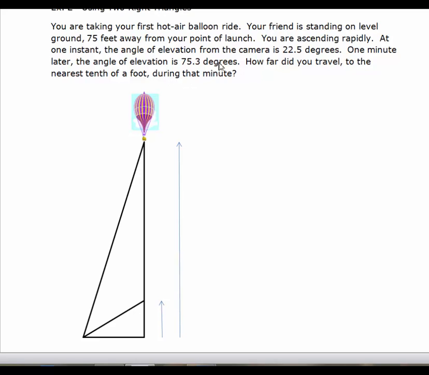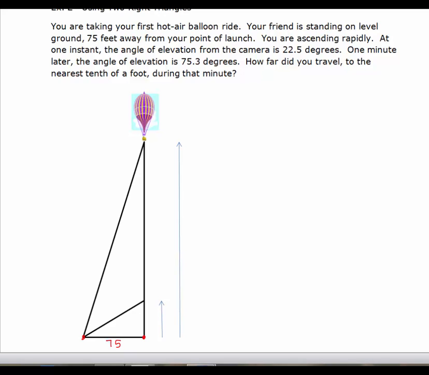So we want to start by labeling the triangle. And so there are two triangles in here. We know that the launch point is right here. This is your launch point. And your friend is standing 75 feet away with a camera. So this distance right here is 75. This is where the camera is.